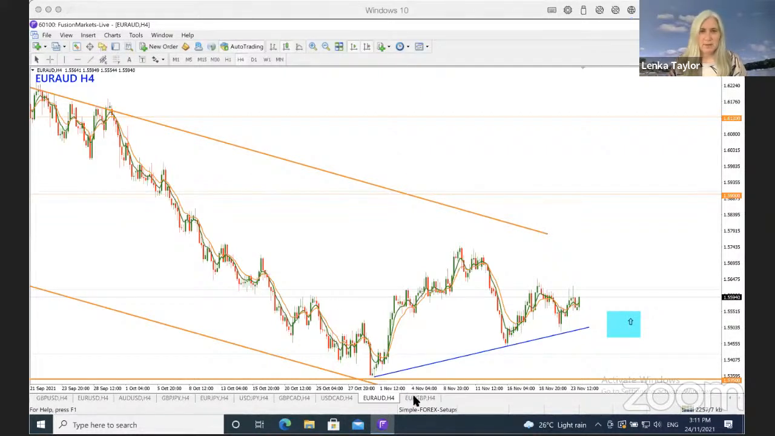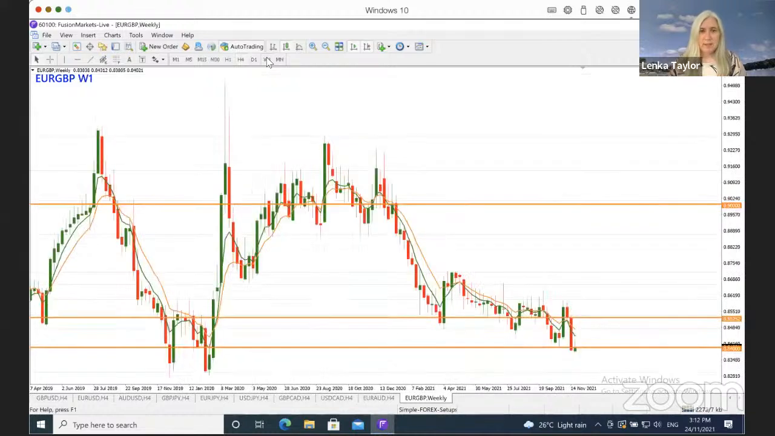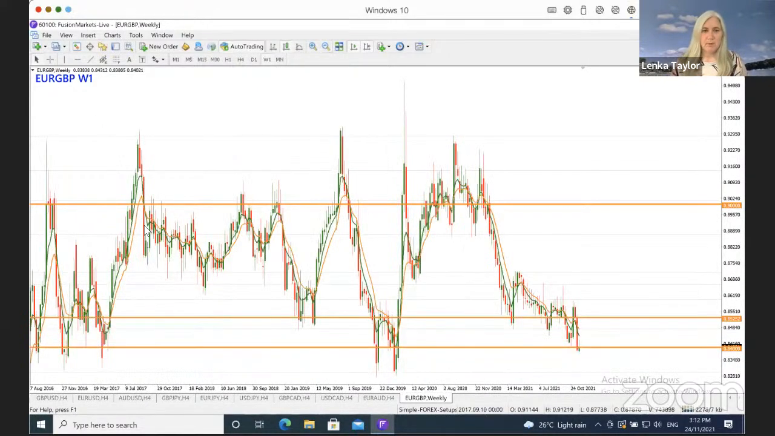Okay, and the last currency pair I'm looking at is Euro GBP. Euro GBP, I'm looking for long. So on the weekly, looking at the perspective of where we're at, we are in this sort of ranging market. Went all the way under that last horizontal at 0.84. So now looking for a reversal.